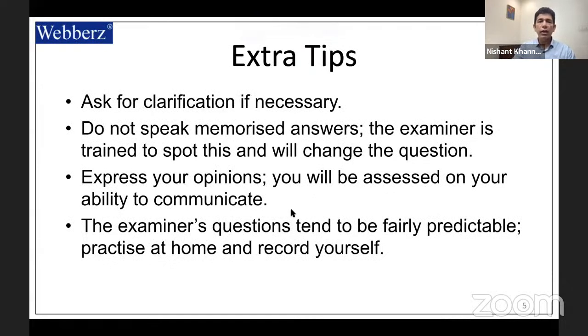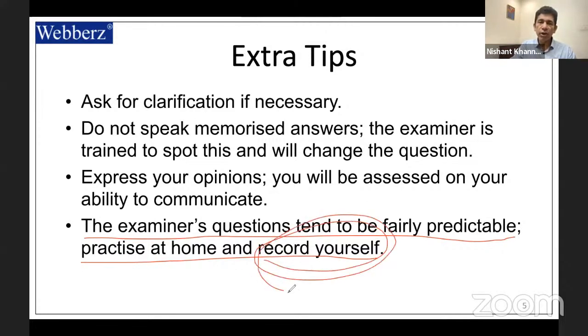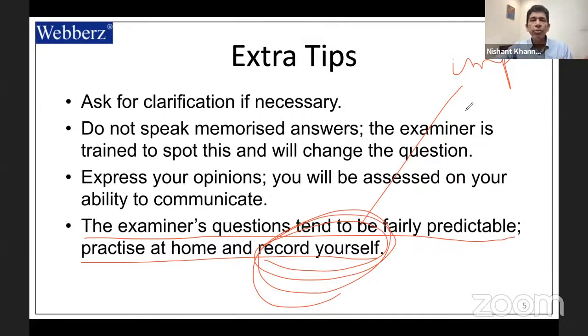Okay, so my last tip was: the examiner's questions tend to be fairly predictable. Practice at home and record yourself. This one is extremely important. Record yourself. This is how you will improve. Otherwise, the chance of improving is very low, and especially without any help, it is very low. If you've got somebody to help you, somebody to listen to you, then it's fine. But if you don't have anybody to listen to you, then it can be problematic.